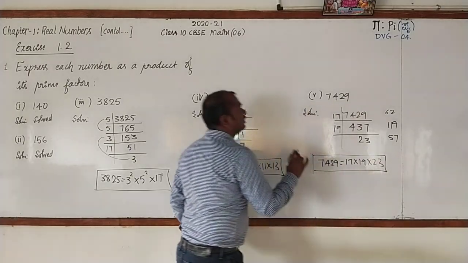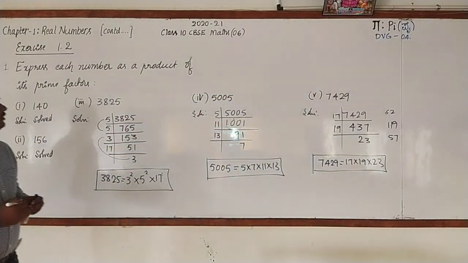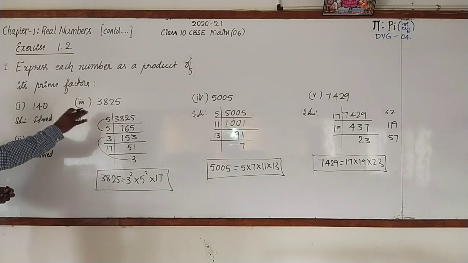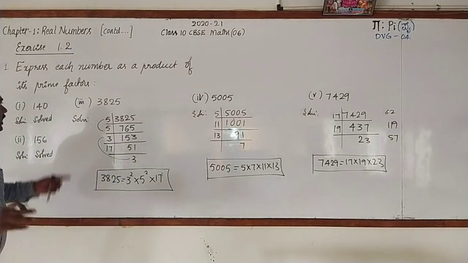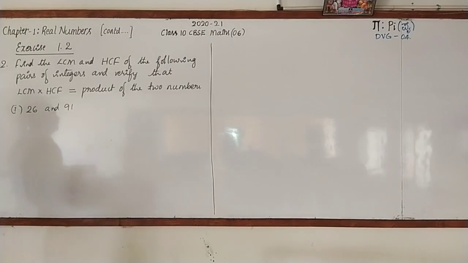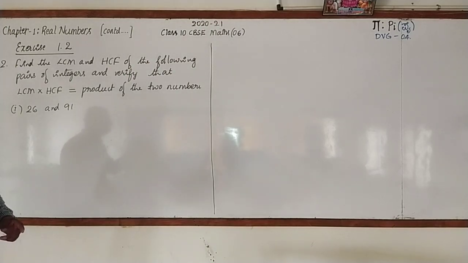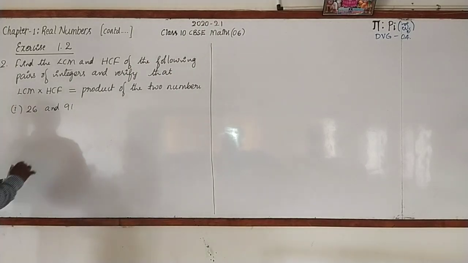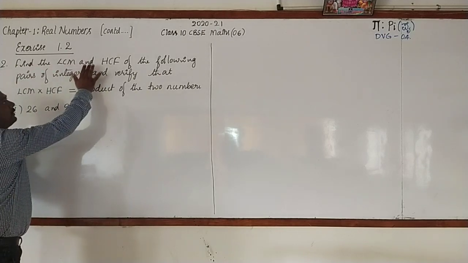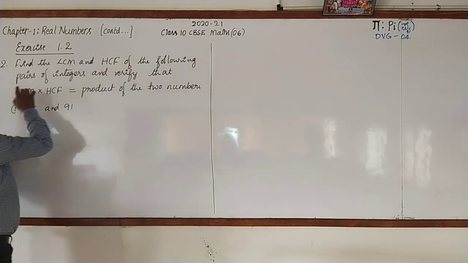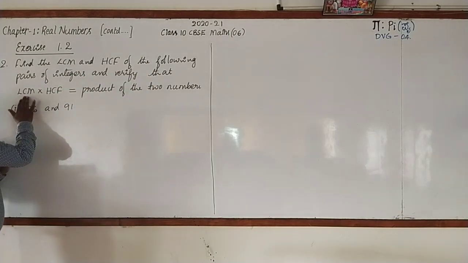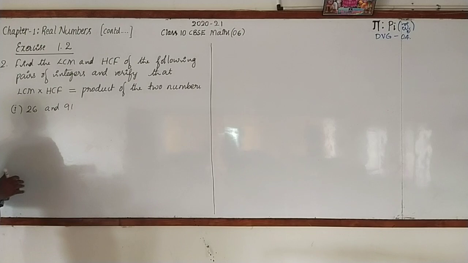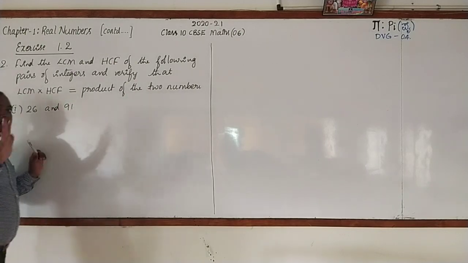Got it? So these are the prime factorizations with respect to the problems in the first one. So now please pause the video and go for copying this. Yes. Now I have taken the second problem from your NCERT text. Go through this. Find the LCM and HCF of the following pairs of integers and verify that LCM into HCF is equal to the product of the two numbers.